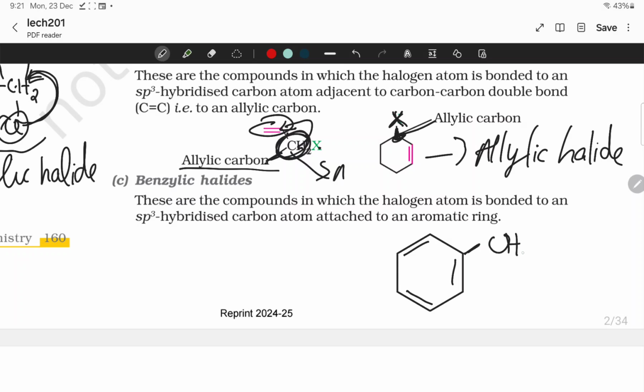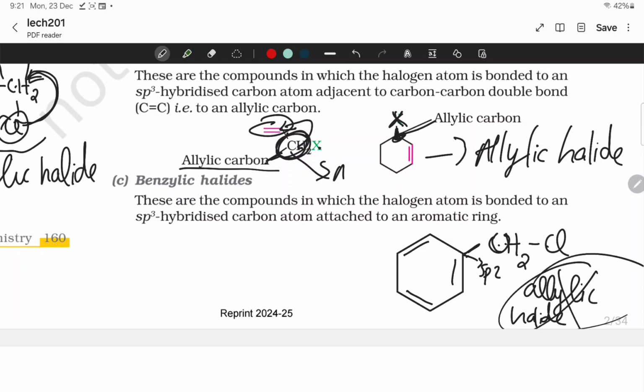Here there is a CH2. This is also like, look, C is here. This is an sp2 hybridized carbon, and C is directly attached to it. So this is a chlorine. So everyone will write this as an allylic halide. But this is not called an allylic halide. This is called a benzylic halide.